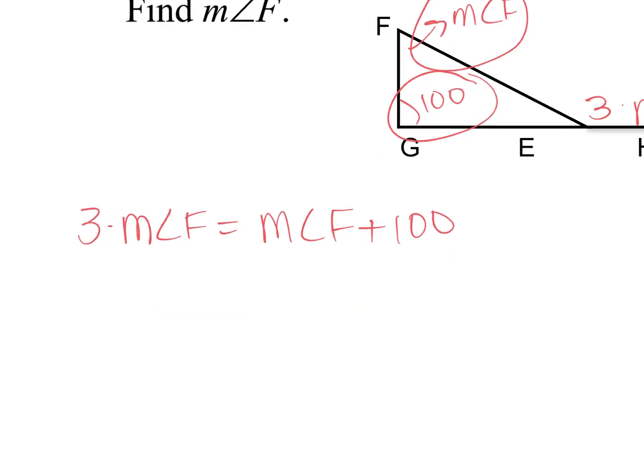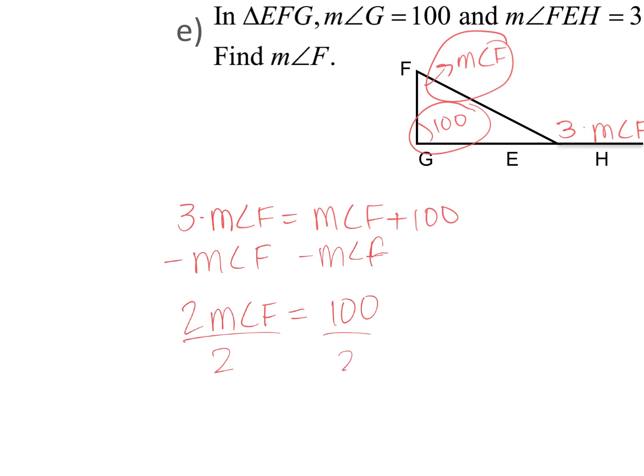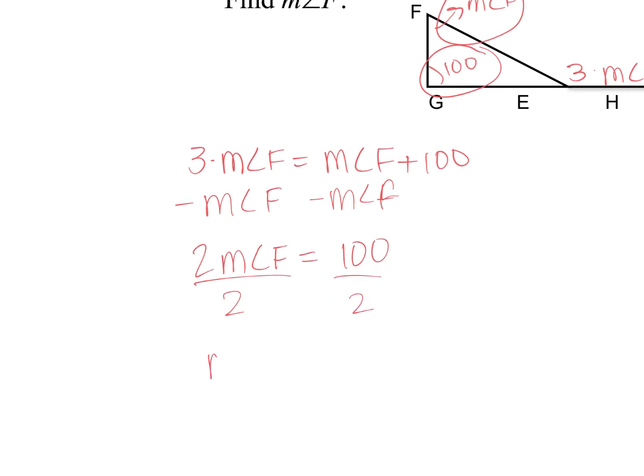So we set this up. All we have to do is subtract the measure of angle F from this side. 3 minus the 1 from here would give me 2 times the measure of angle F equals 100. Divide by 2, divide by 2. You're going to find that the measure of angle F is 50.